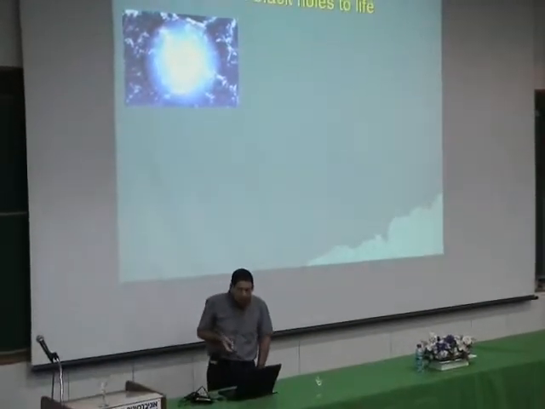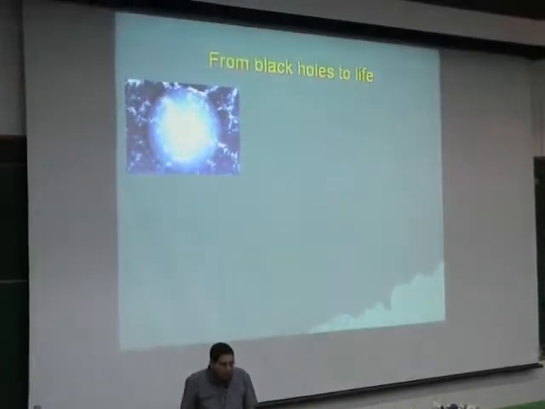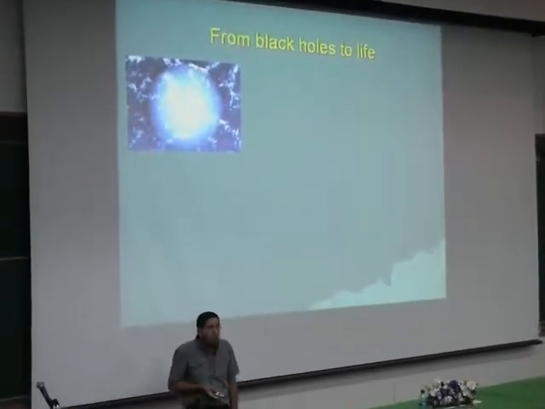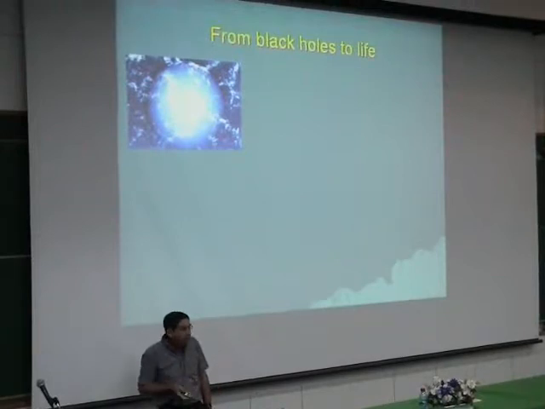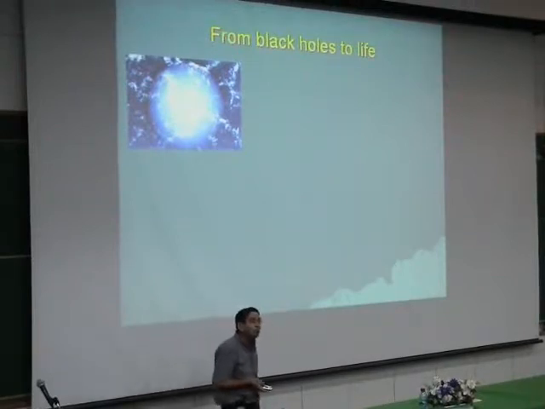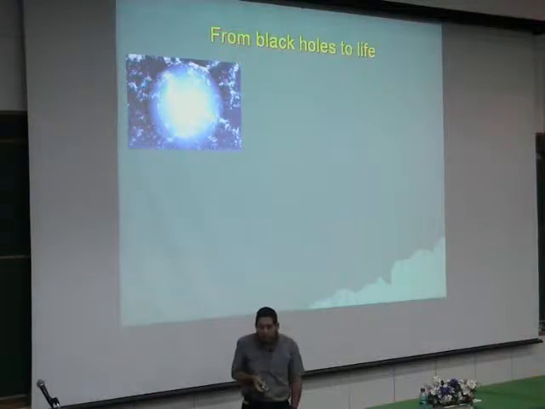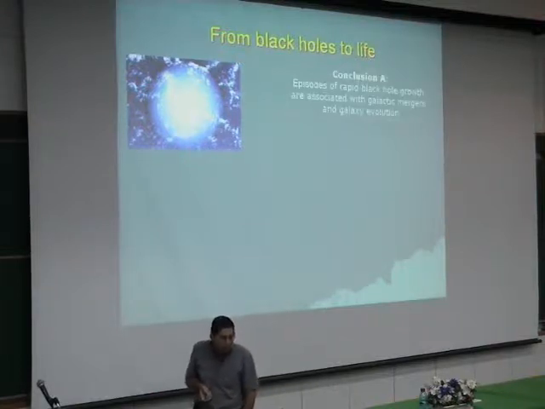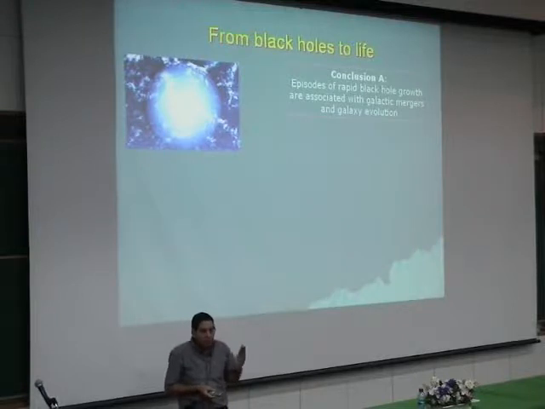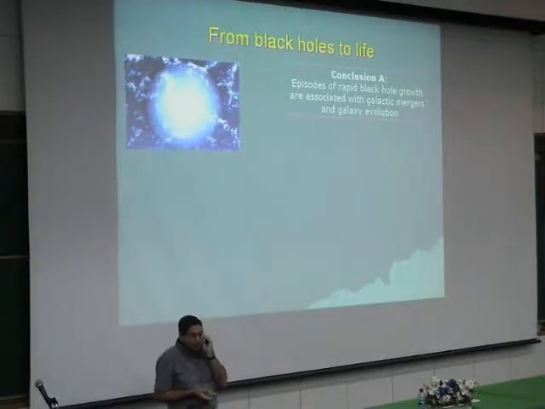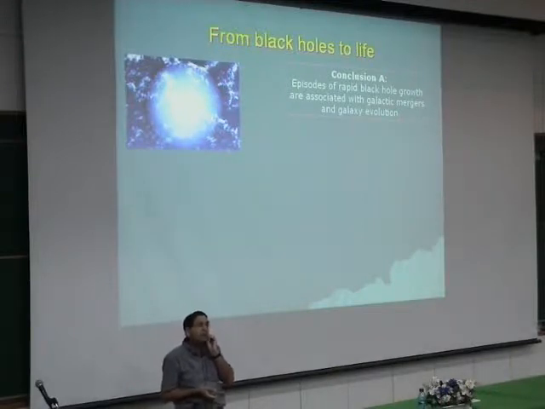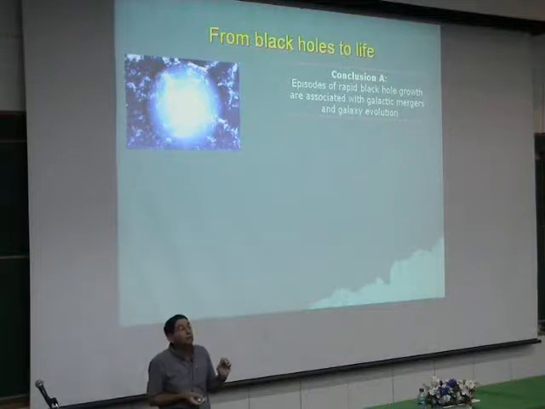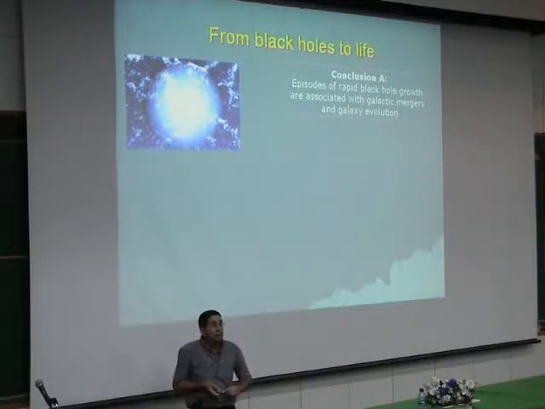So if I want to summarize this under the title From Black Holes to Life, and this is the part that I told you I'd only leave a minute for because it's highly speculative, note the first three points. The first conclusion is that episodes of rapid black hole growth are associated with galaxy mergers and galaxy evolution. I don't think there is any doubt about it. We actually see it in nature in many places, and in the near future, I'm sure there will be many more examples. So this is quite secure.